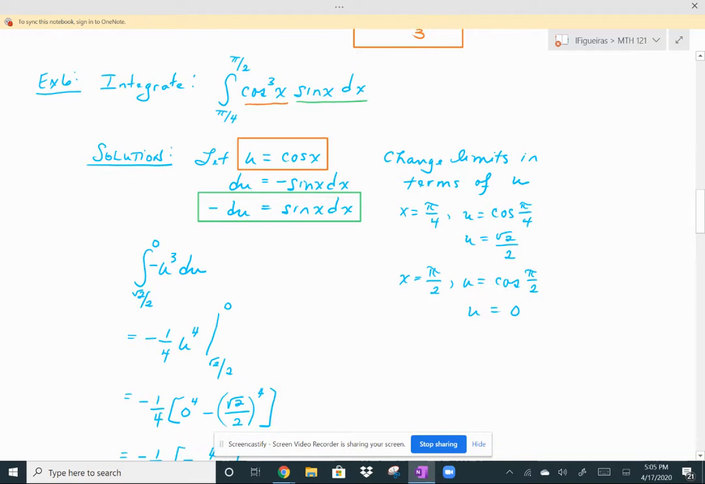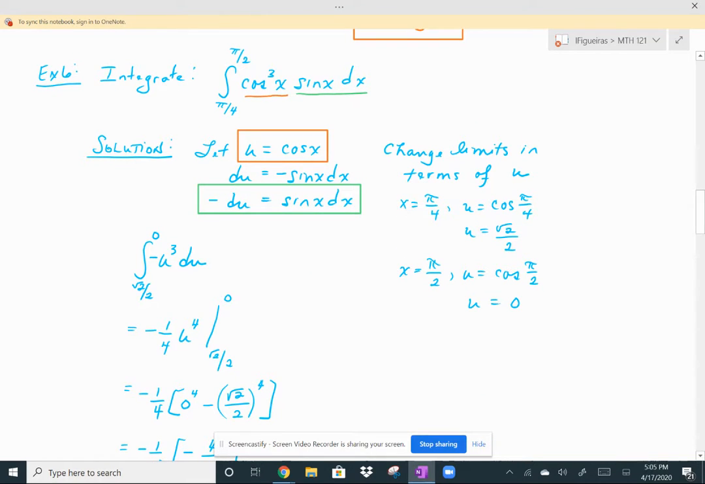Okay, here's another definite integral. I want to integrate from pi over 4 to pi over 2 of cosine cubed of x times sine of x dx. So here I have a product, and my composite is cosine cubed of x. The inner function is cosine. So the orange box indicates my u, which is what you see above in the integral, underlined in orange.